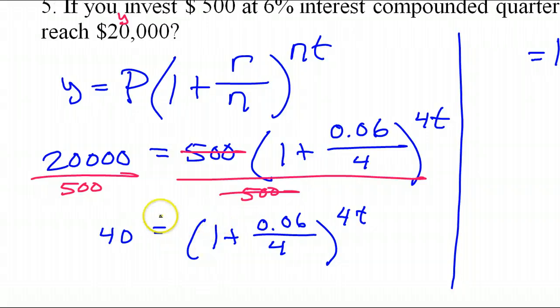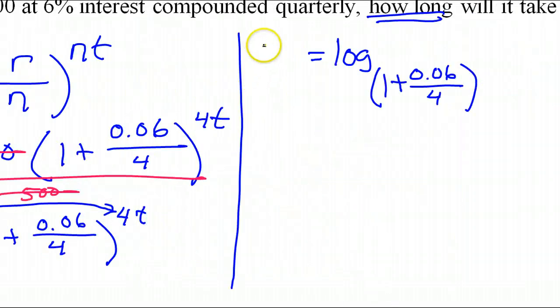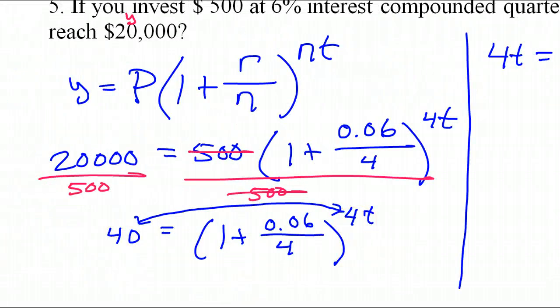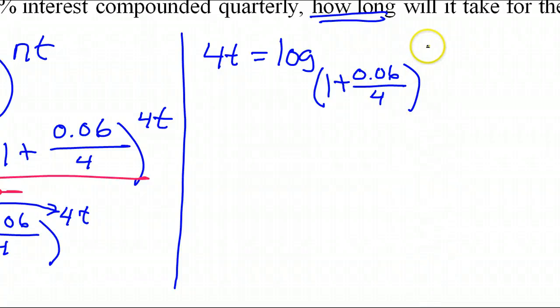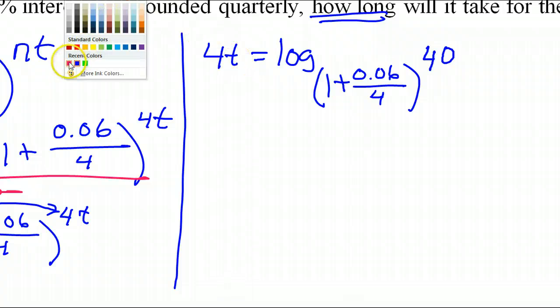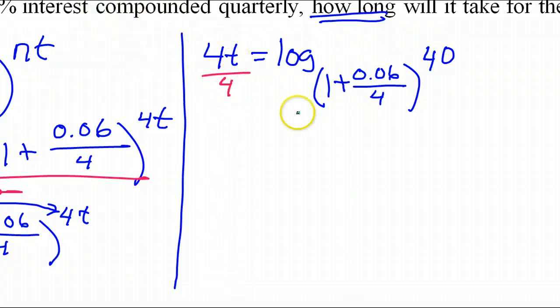Now, these other two guys have to switch sides. So the 4t is going to come over here. There's my 4t. And the 40 is going to come over here to the right. Now this is no longer an exponent in log form. This is not to the 40th power. This is just on the line. So anyway, I've got log base this of 40. We still need t by itself though, so we will divide both sides by 4. So we will divide all of this mess by 4.